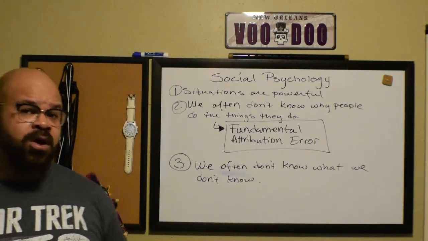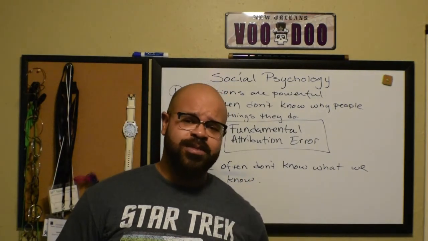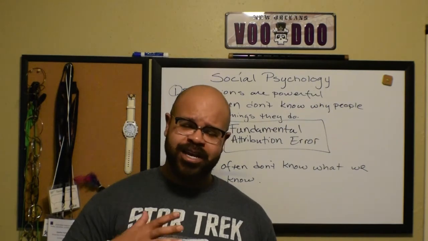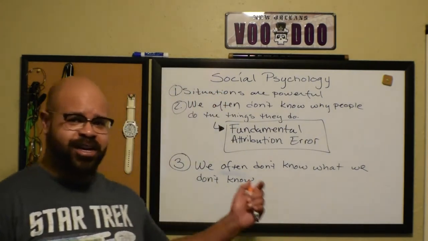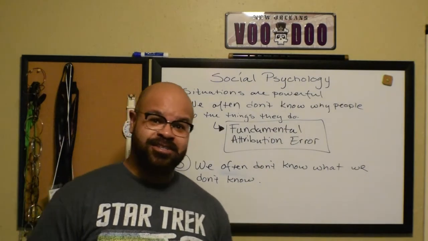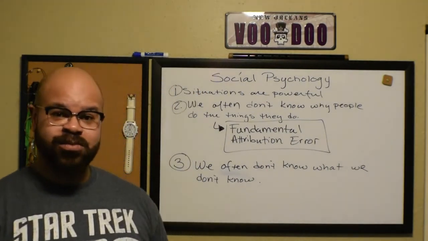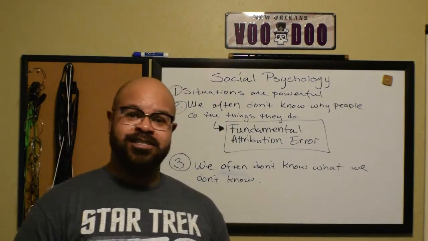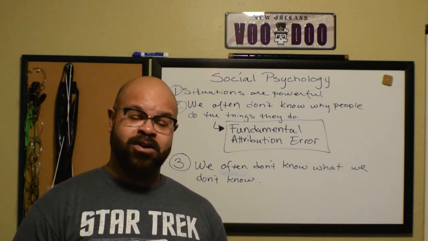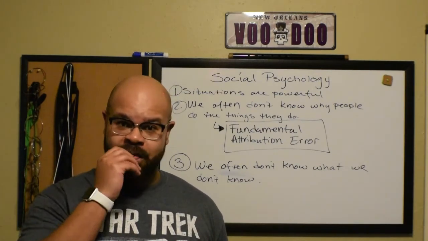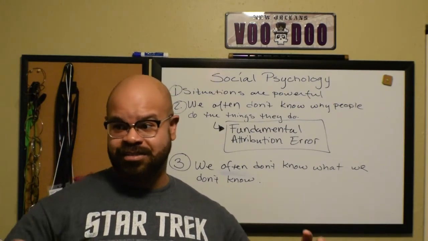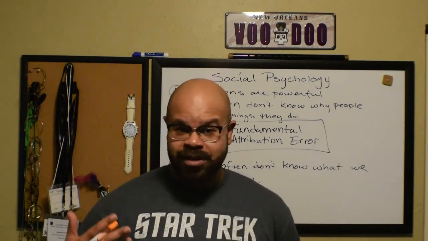We often don't know what we don't know. What does that mean? Well, it means that when it comes to this type of bias, the bias that's inherent in the fundamental attribution error, even in thinking about ourselves and saying, well, the reason that I did that is because of X, Y, and Z that's happening, I'm a good person, right?